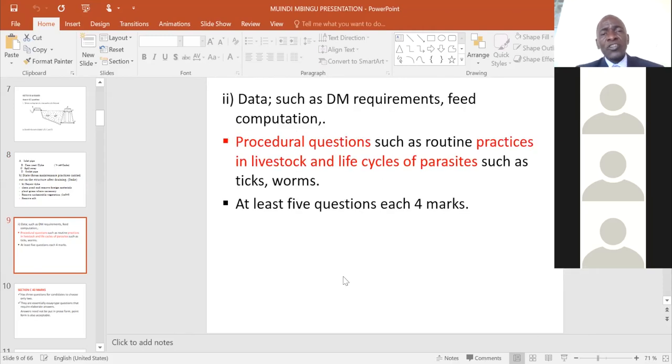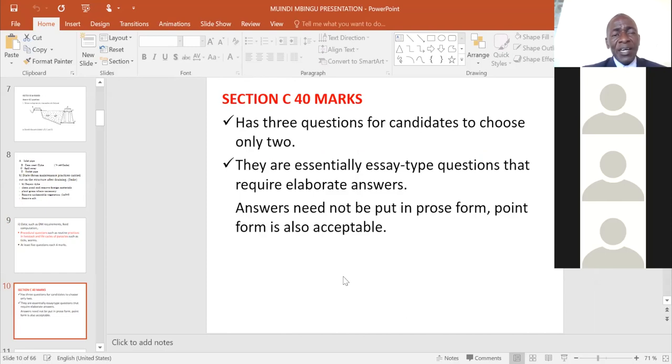Such questions for paper 2 may be drawn from feed computation and dry matter requirements. Procedure-based questions may also be tested in this section. And as I said, we are going to focus on that one at a later stage. Now let's look at section C.